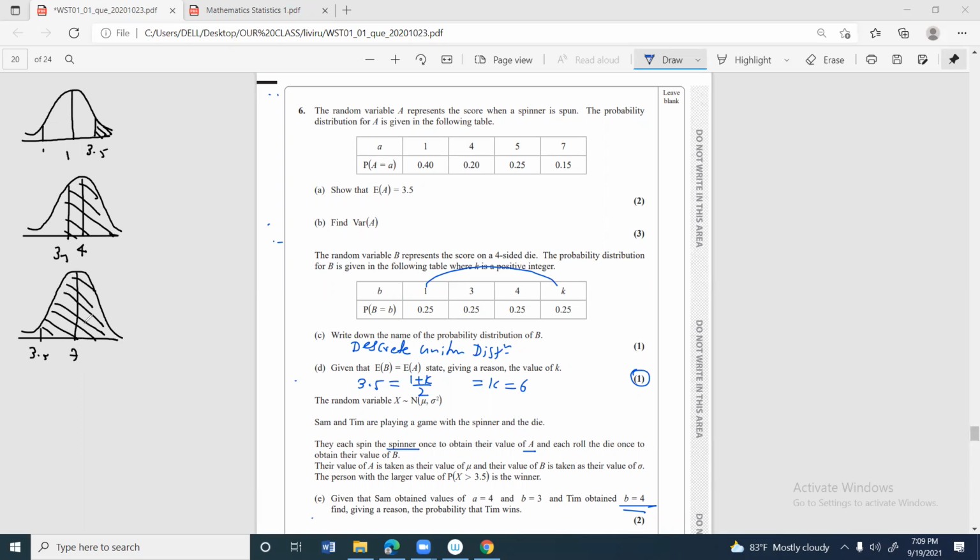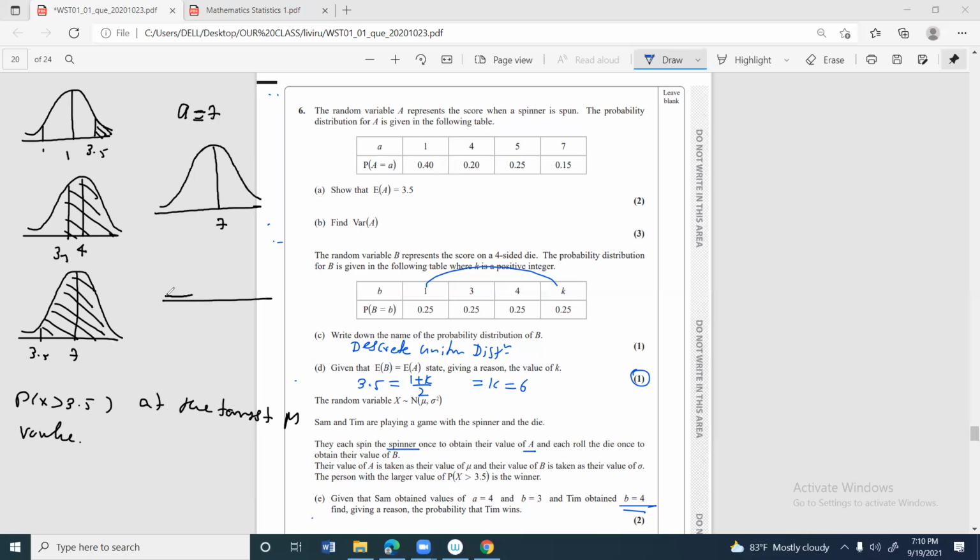Therefore, to get the largest value for probability of X greater than 3.5, it must be at the largest mu value. You can see that when the mu becomes larger and larger, the probability of getting more than 3.5 becomes more and more. That means you have to get A as the largest value for that. Then look at this. If I get the same mu value, I'll get the largest value when mu is 7 with a broader or a narrower standard deviation value.